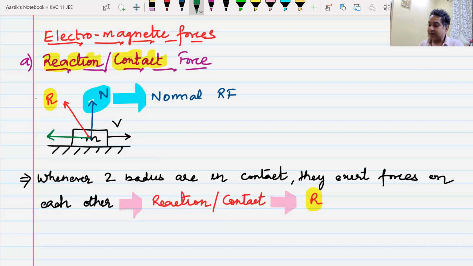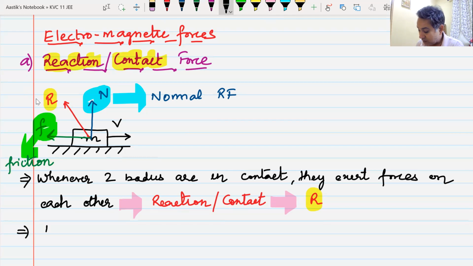And what is this parallel component known as? Frictional force. Yes, this normal component is known as the normal reaction force, whereas this parallel component is known as the frictional force or friction. So this reaction force R can be resolved into two components.